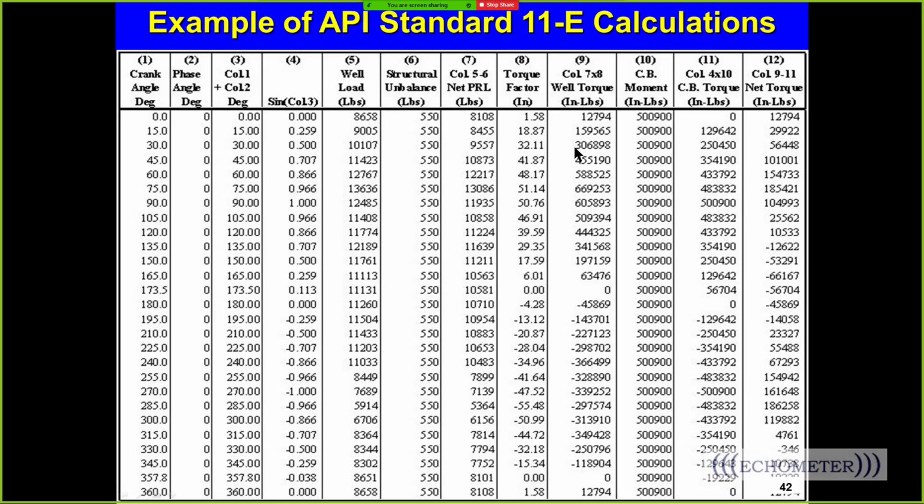Now, this is a calculation just for every 15 degrees. And look at all these columns. Look at all these rows. It's a lot. It takes a long time to do this. And so a long time ago, when computers had just begun, this is how we did it.